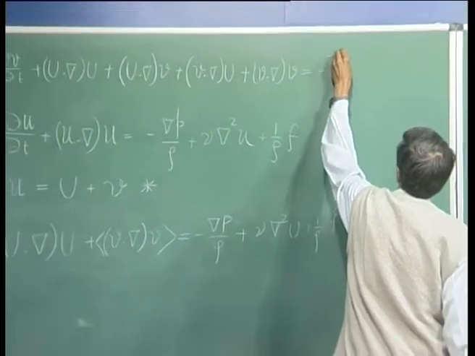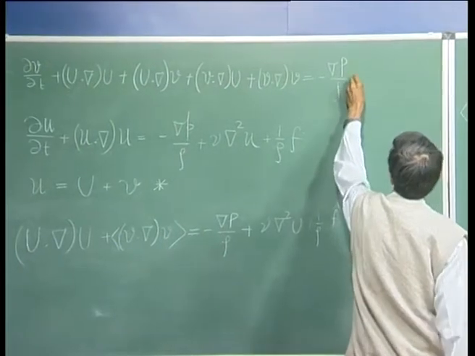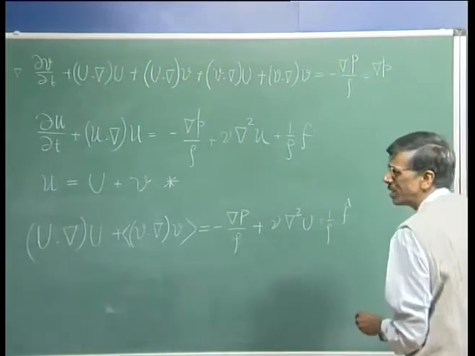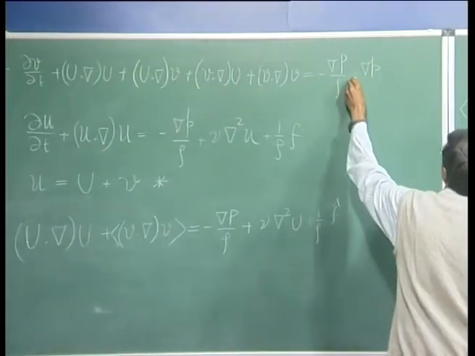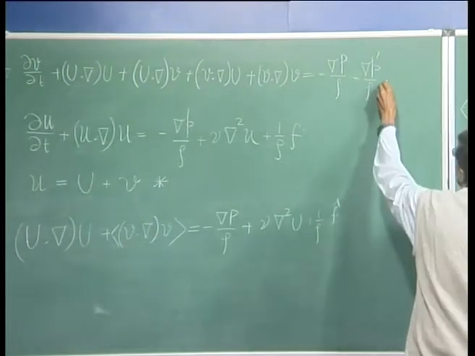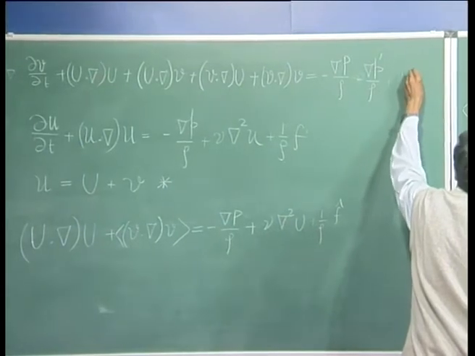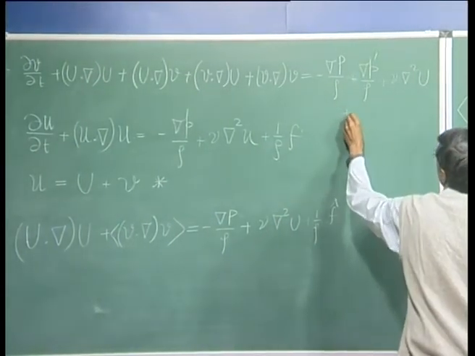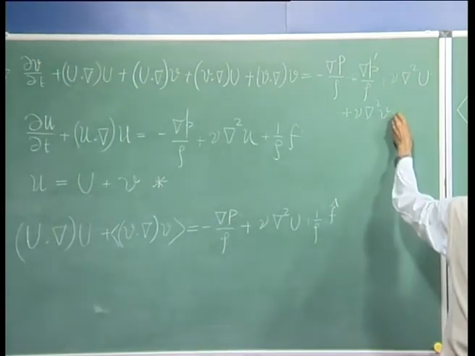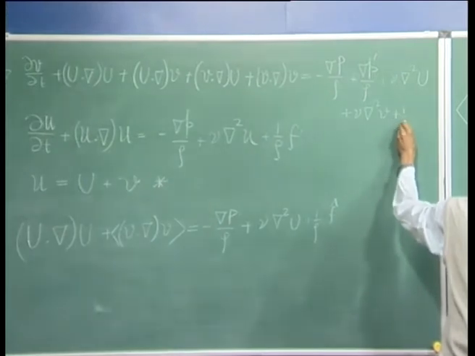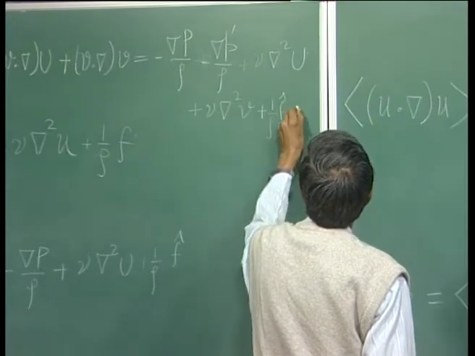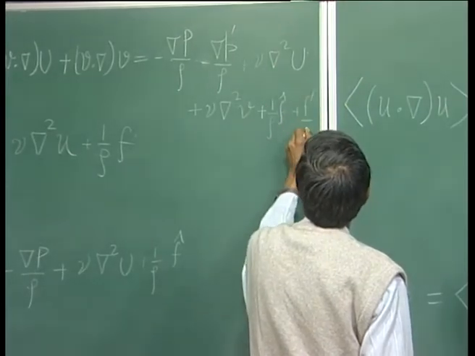and that is equal to minus del P by rho plus, I would write del P prime by rho, and nu del square U plus nu del square V, and then of course I will write 1 over rho f hat plus f prime by rho.